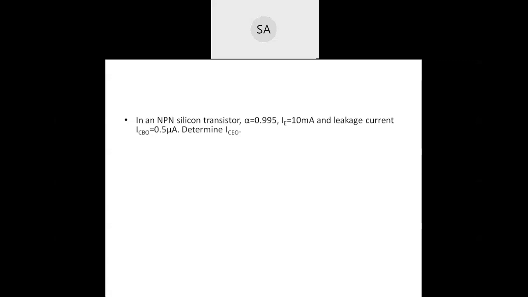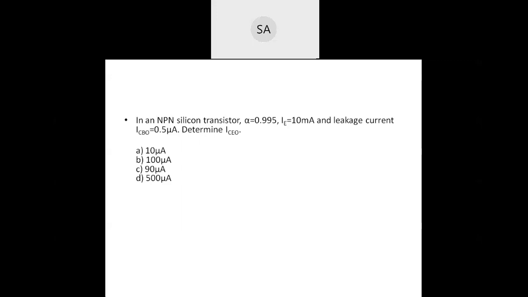So let us discuss some simple questions on this one. In an NPN silicon transistor, alpha is given 0.995 and IE is given 10 milliamperes and leakage current ICBO, that is reverse saturation leakage current, 0.5 microamperes. Determine the ICEO. So here the options are given 10 microamperes, 100 microamperes, 90 microamperes, and 500 microamperes.